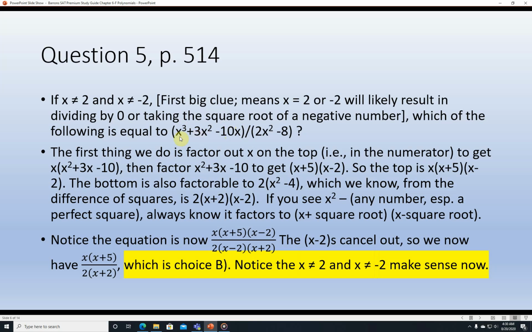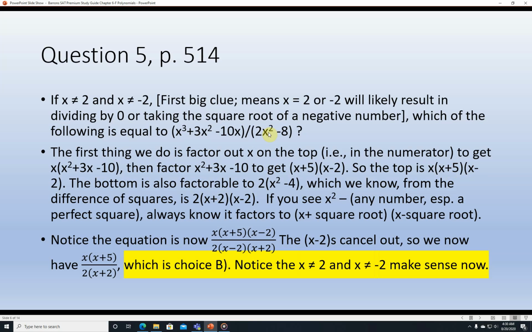Anyway, first thing you're going to do is factor out the x on the top, the numerator, to get x times (x squared plus 3x minus 10), and then you want to factor x squared plus 3x minus 10 to get (x plus 5) times (x minus 2). So the top is x times (x plus 5) times (x minus 2).